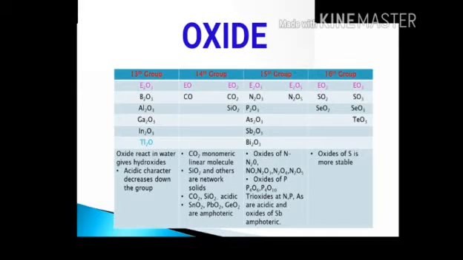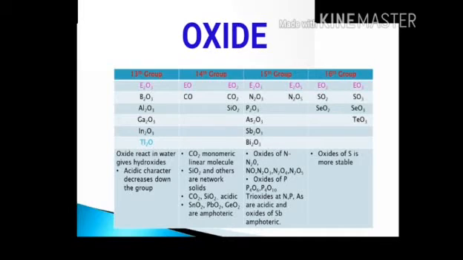From this group we can easily see that the first element, boron, forms an acidic oxide, and the second and third elements, aluminium and gallium, form amphoteric oxides, and indium and thallium form basic oxides. On moving down the group, there is a gradual change from acidic to amphoteric and then to basic character of the oxides.